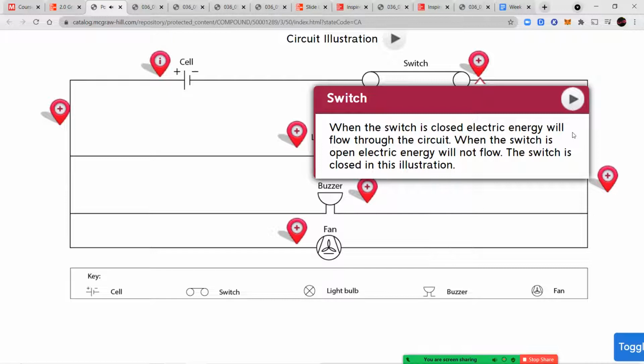Switch. When the switch is closed, electric energy will flow through the circuit. When the switch is open, electric energy will not flow. The switch is closed in this illustration.